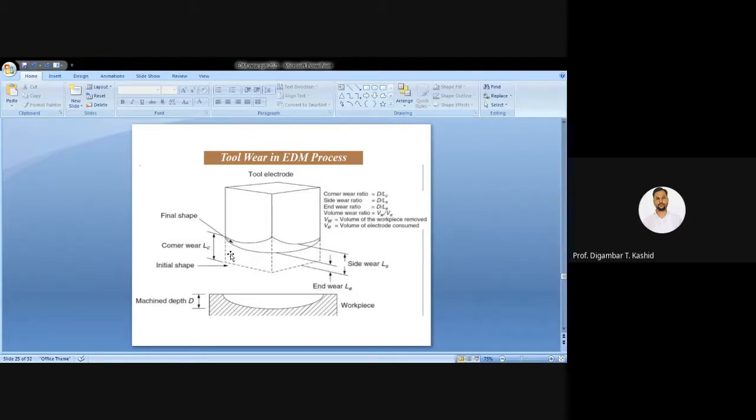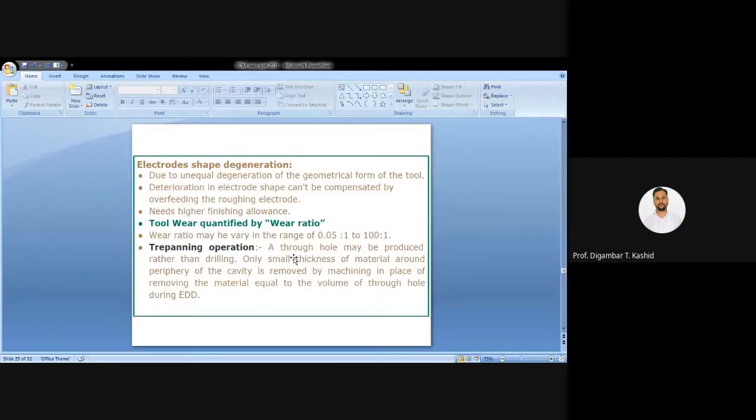Tool wear is normally quantified by the wear ratio. It is the ratio of the volume of tool metal removed to the volume of workpiece material removed during the same period. Electrode wear is more at a corner or edge of the electrode. The wear ratio may vary in the range of 0.05 to 1 up to 100 to 1.